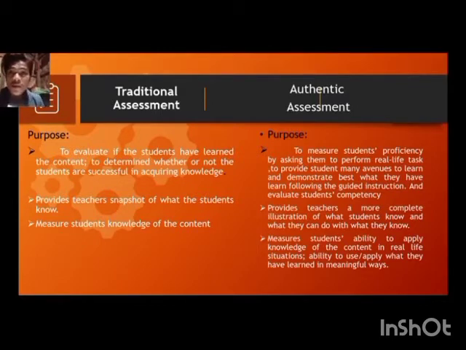And also the teacher can determine if the students are not successful in acquiring knowledge by having low grades.